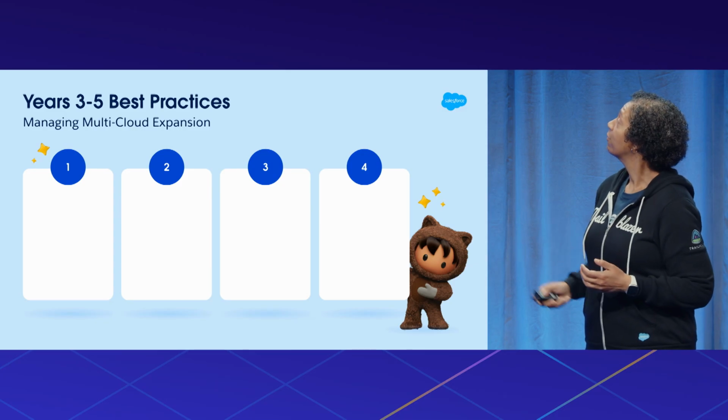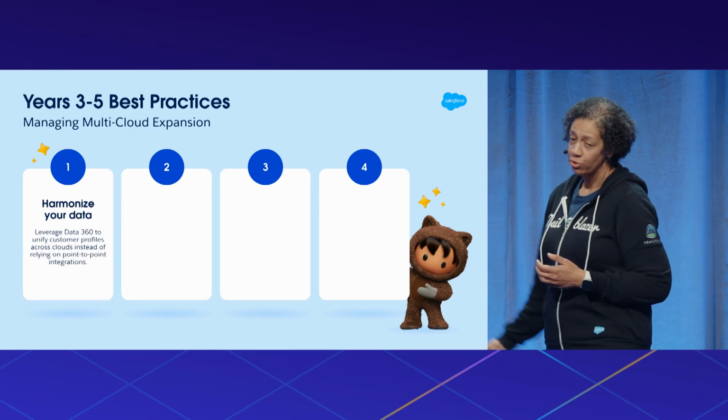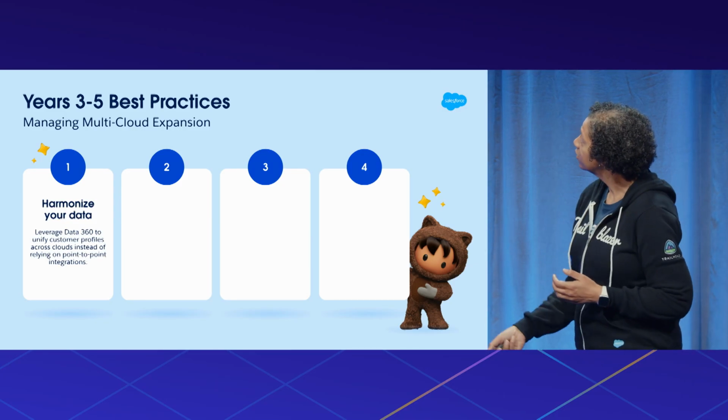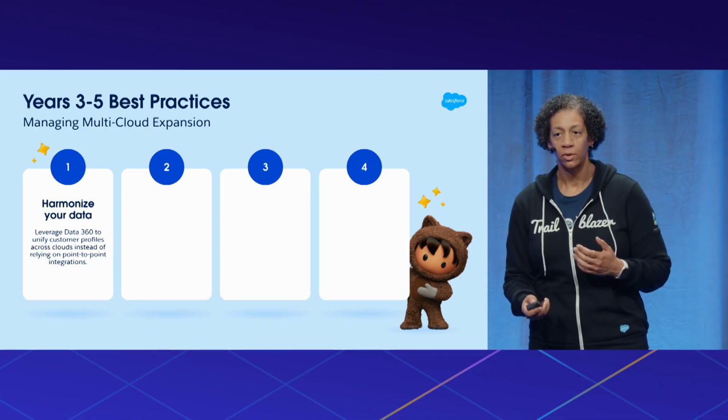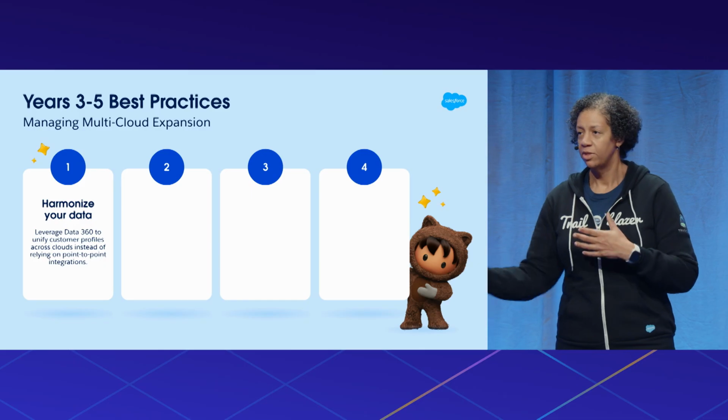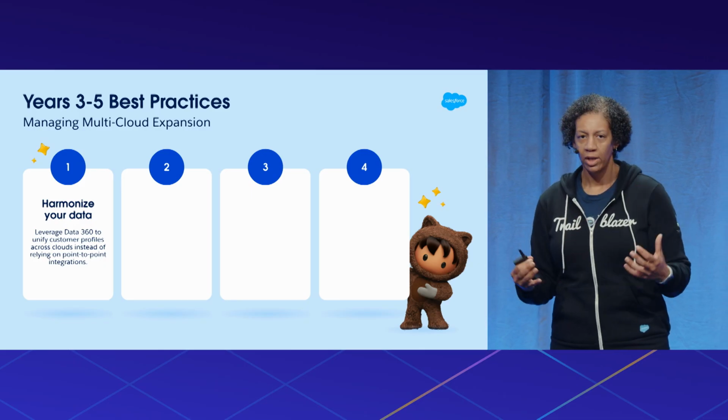So, what do we think about for years 3 to 5? Number 1, harmonize your data where you can. Unify customer profiles across clouds. Don't just rely on point-to-point integrations if possible. Use tools, of course, like Zero Copy to pull in your data quickly and easily.